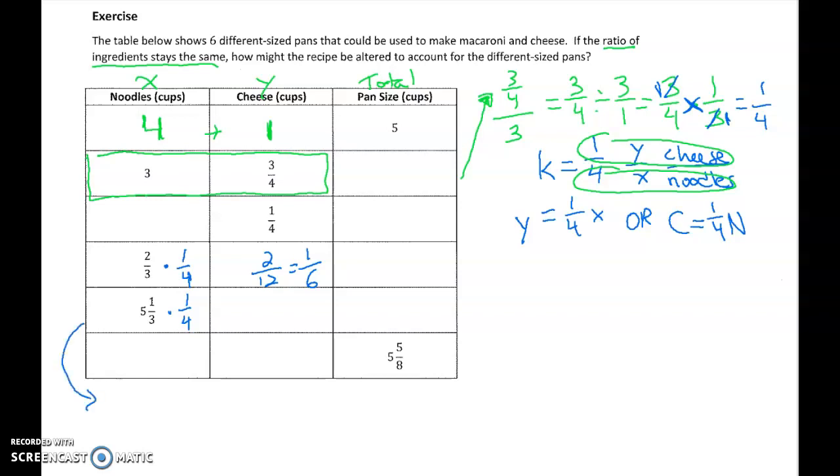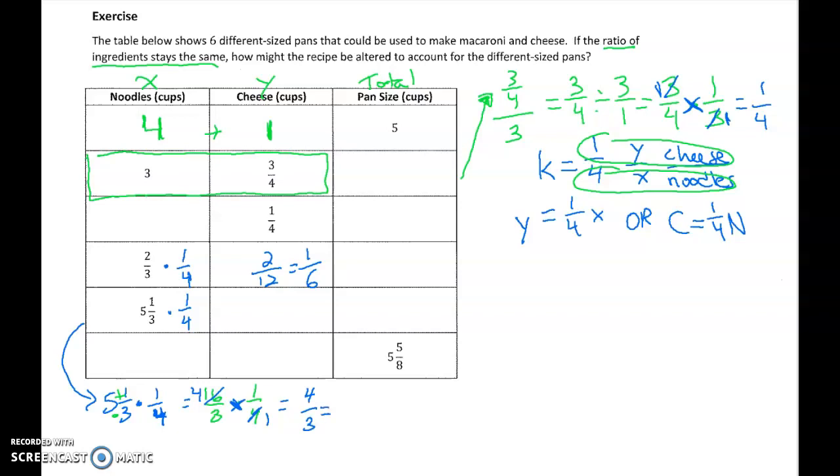I'm going to bring this one down here a little bit. I'm going to say 5 1/3 times 1/4. Now, 3 times 5 is 15, plus 1 is 16. So I'm going to rewrite this as 16/3 times 1/4, and I'm doing it very sloppy, I'm sorry guys. 3 and 1 have a common factor of 1. 16 and 4 have a common factor of 4. 4 goes into itself 1 time, 4 goes into 16 4 times. 4 times 1 is 4, 3 times 1 is 3.